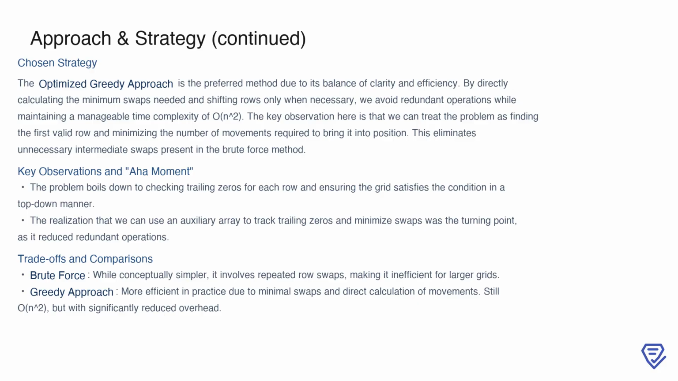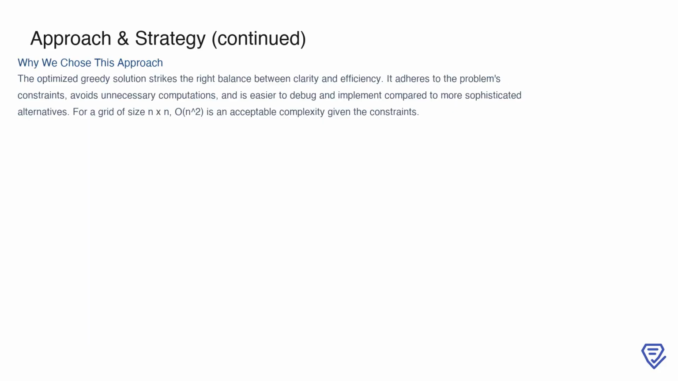When comparing the two approaches, the brute force method, while simple, involves excessive swaps and is impractical for larger grids. The greedy approach, on the other hand, leverages direct calculations and minimizes operations, making it significantly more efficient without introducing unnecessary complexity. The optimized greedy solution was chosen because it achieves the right balance between clarity and efficiency.